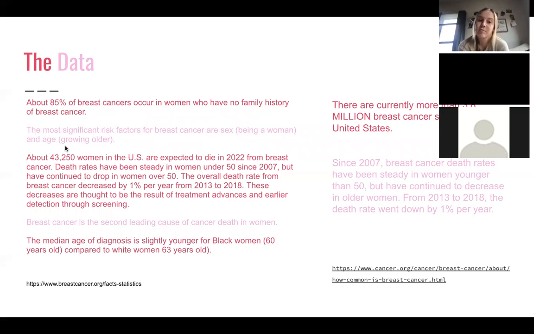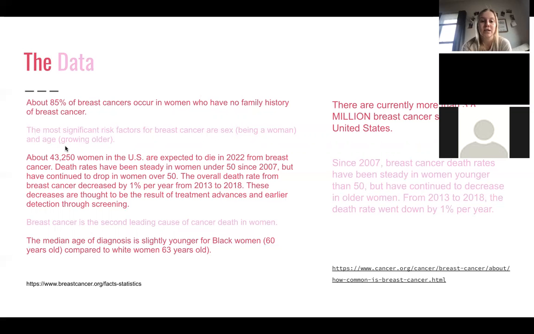About 85% of breast cancer occurs in women who have no family history of breast cancer, and there's lots of myths out there that breast cancer is caused by genetics. That's not always the case. The most significant risk factors of breast cancer are sex and age. It is most common in elderly women, but it can occur in anybody.